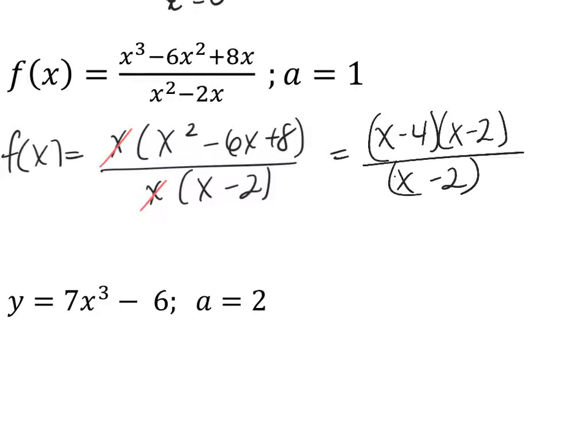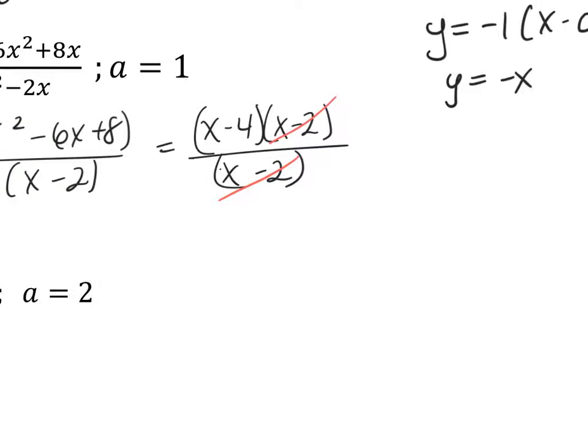Now what? Cancel those out. So what I really have for my function is x minus 4 with a hole in the graph at 0 and a hole in the graph at positive 2. So there's a hole at x equals 0, because that's what I factored and canceled out, and then a hole at 2, because that's what I factored and canceled out.